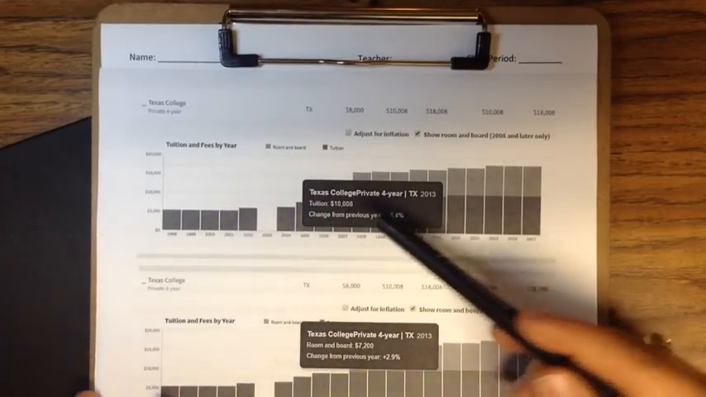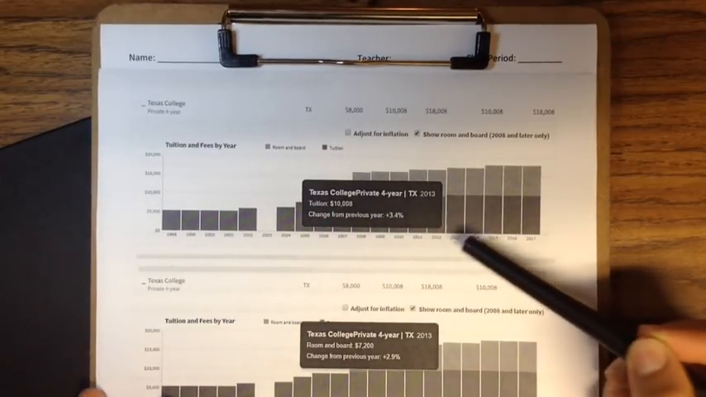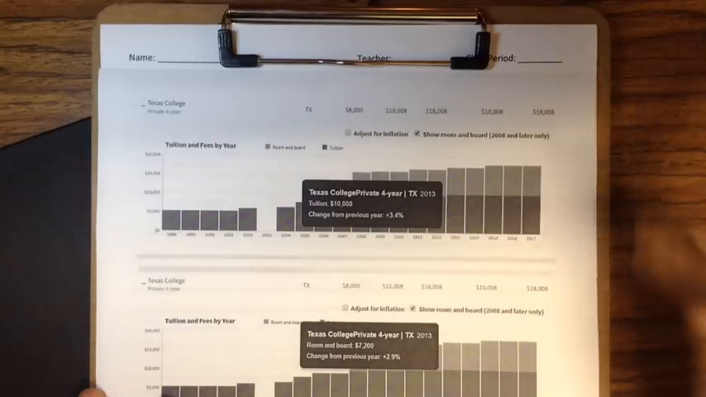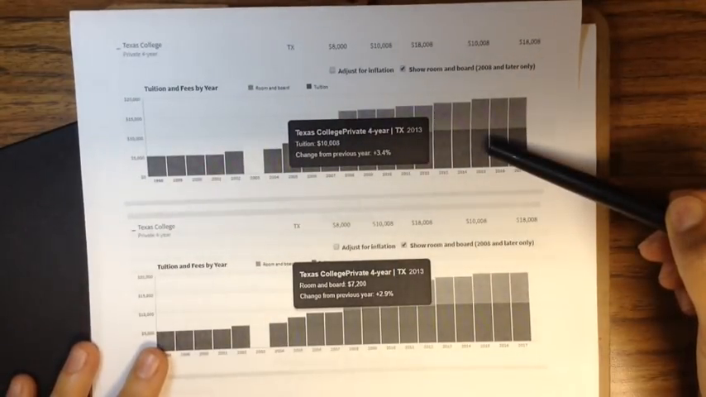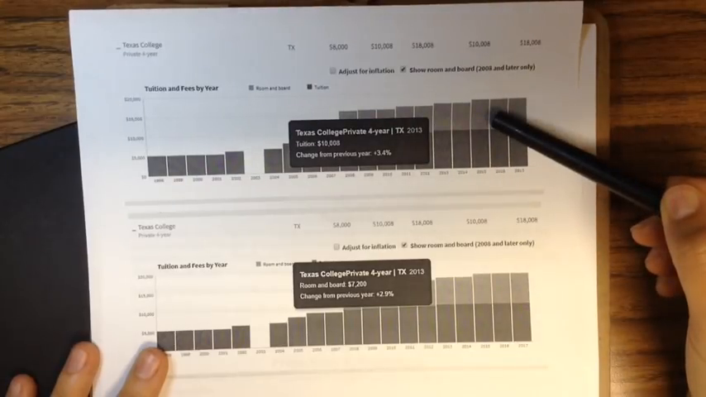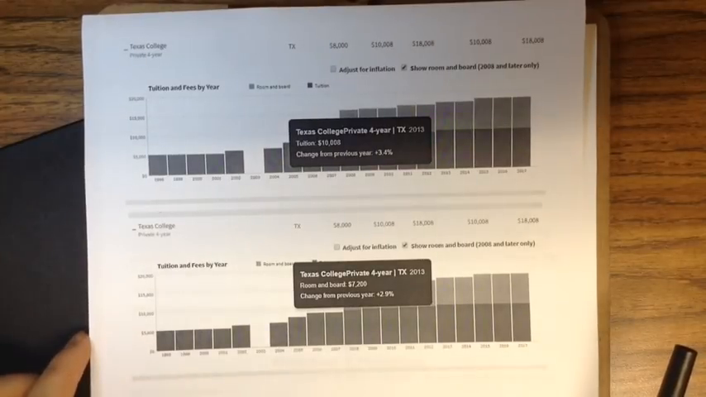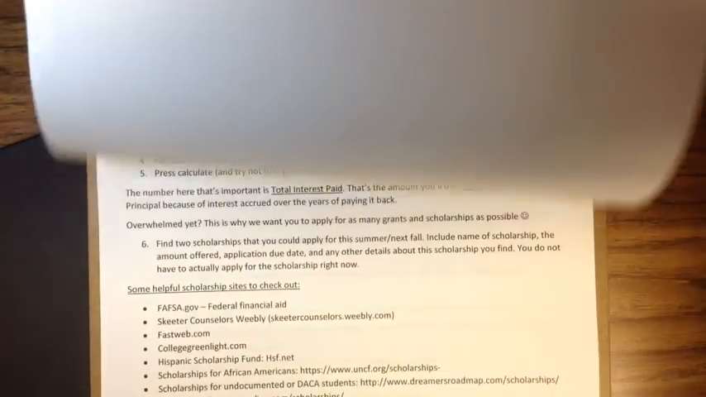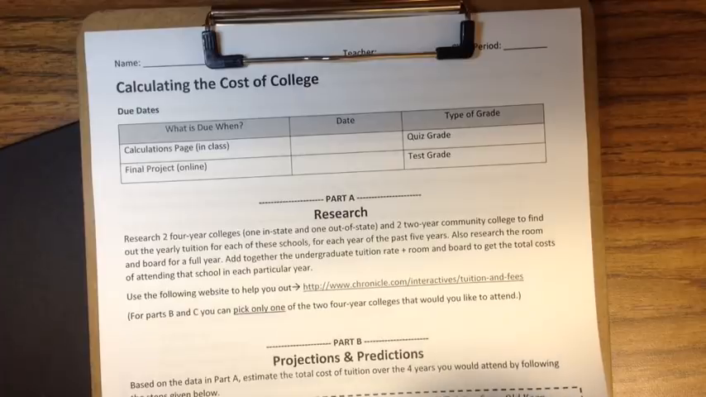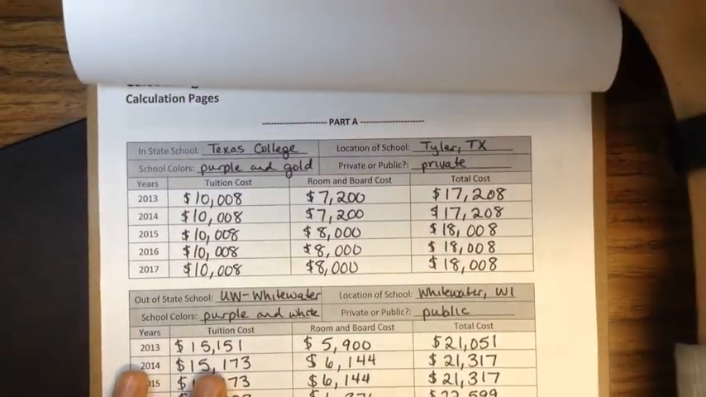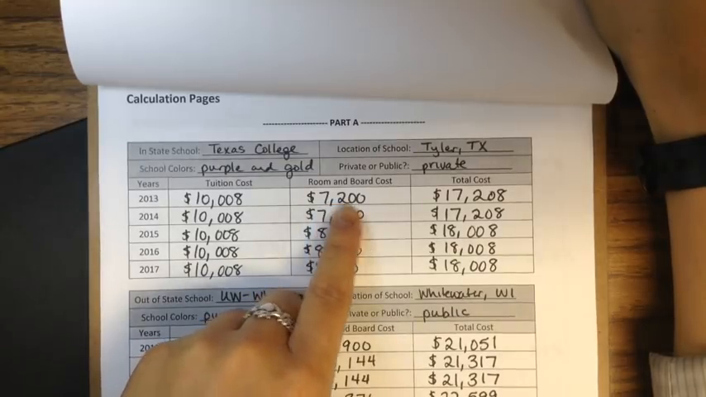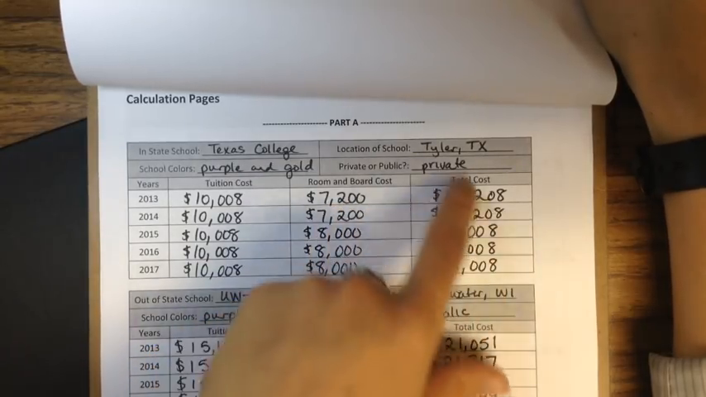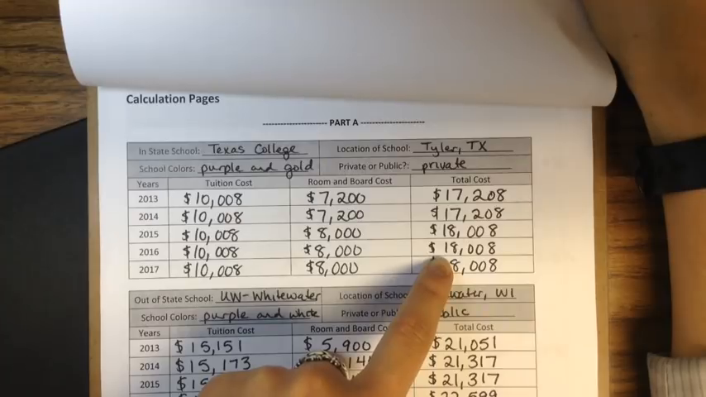You want both the tuition rate from the year 2013, 14, 15, 16, and 17, as well as the room and board. So the dark lines down here are the tuition, the lighter lines at the top are room and board. They are not already added together. So on your chart, when you find your school, what you'll need to do is make sure you write down both the tuition cost as well as the room and board and add them together for your total cost. This total cost column is the most important column.